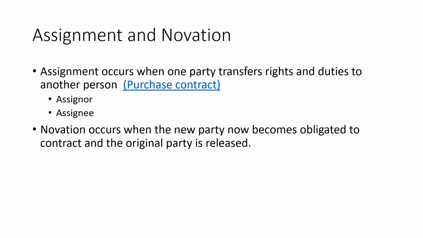Novation occurs when a new party now becomes obligated to the contract. The original party is released. So novation is a bit we add into the contract. I'll show you that in class when we actually do allow the original buyer, in the case of a purchase contract, to assign it to somebody else.